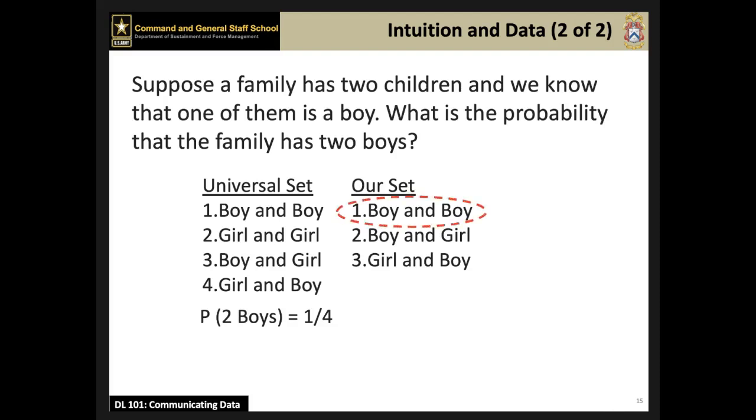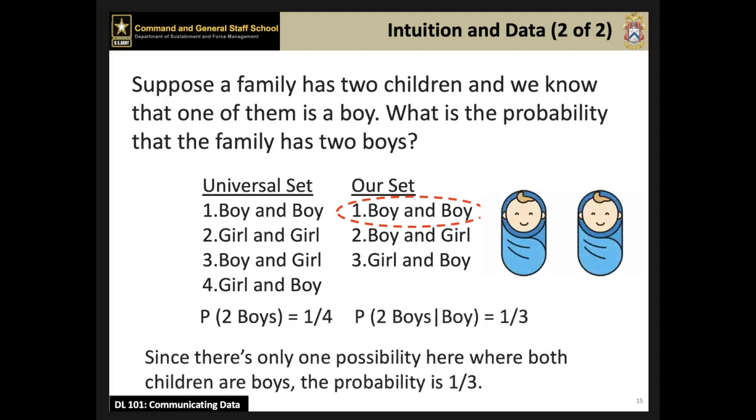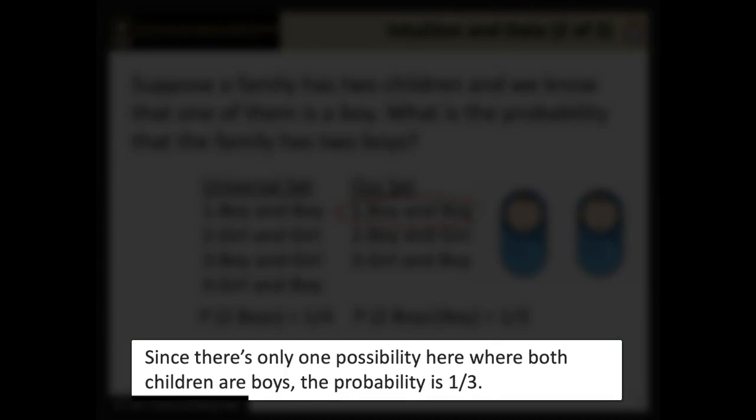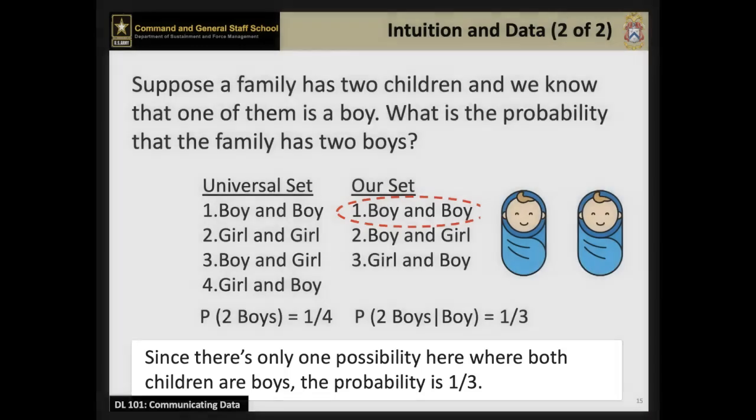With this new information, the probability of having 2 boys out of these 3 possibilities is 1 out of 3, or 33%. So to recap, there's only one possibility here where both children are boys, and we have 3 valid possibilities. So the probability that both children are boys, given that one of them is already a boy, is 1/3.